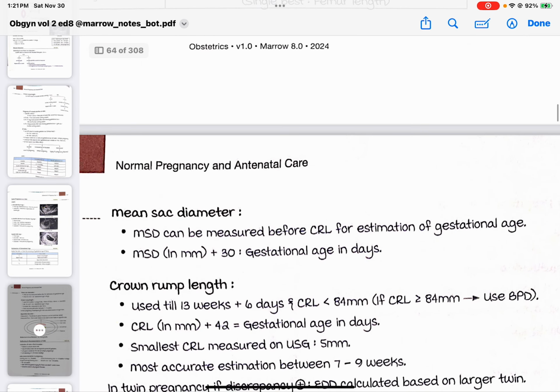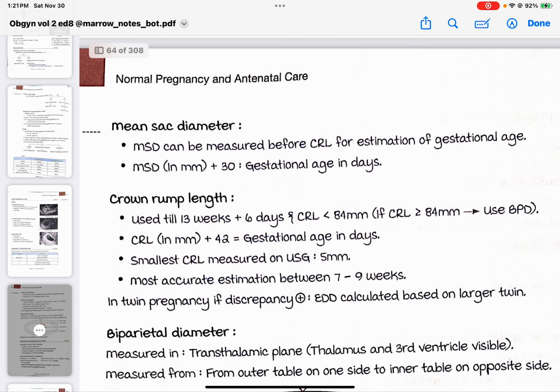Mean sac diameter. Mean sac diameter can be measured before crown rump length for estimation of gestational age. Mean sac diameter in millimeters plus 30 is equal to gestational age in days.